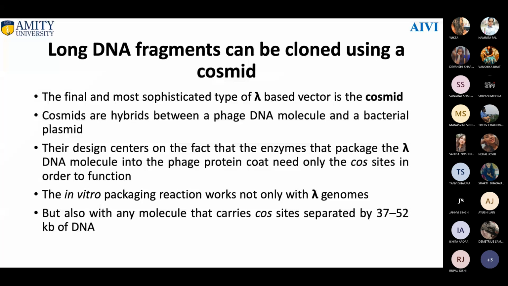So the final, most sophisticated type of lambda phage vector is the cosmid. Cosmids are hybrid DNA molecules of phage and bacterial plasmid. Their design centers on the fact that the enzyme that packages lambda molecules into the phage protein coat needs only the cos sites in order to do the function.